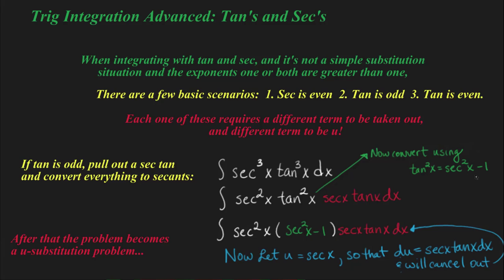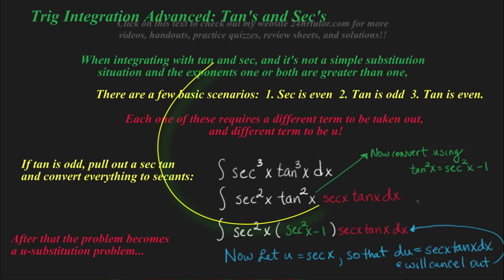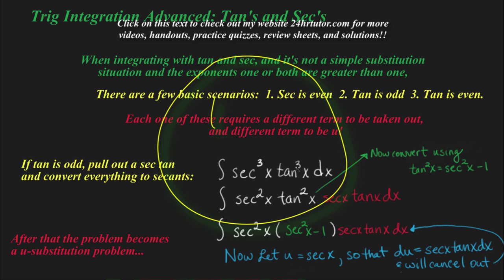All right? That should be enough for you to practice these types of problems where tangent is odd. Secant could have been in the denominator. Don't let that fool you if tangent is odd and positive in the numerator. All right? There are other videos for secant is even and tangent is even. Make sure you check those out.